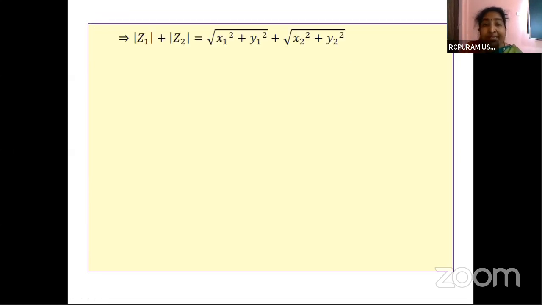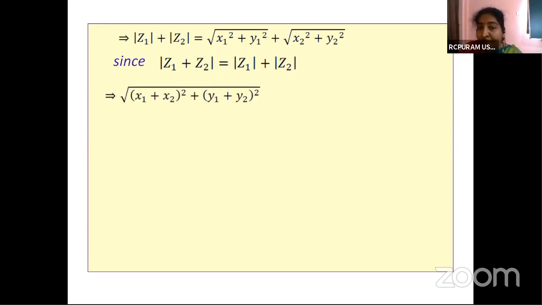Now, this implies mod Z1 plus mod Z2 is nothing but root of X1 square plus Y1 square plus root of X2 square plus Y2 square. Now, the condition given to us is mod of Z1 plus Z2 is equal to mod Z1 plus mod Z2. We will just substitute what we got for both the sides, isn't it? This is root of (X1 plus X2) whole square plus (Y1 plus Y2) whole square is equal to root of X1 square plus Y1 square plus root of X2 square plus Y2 square.